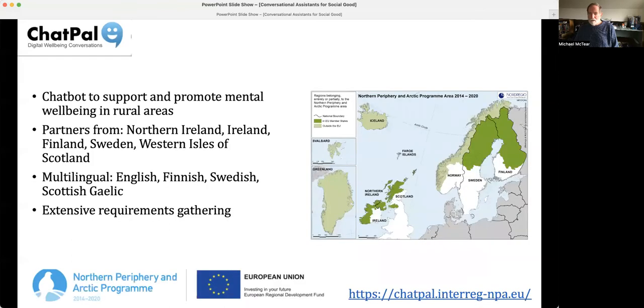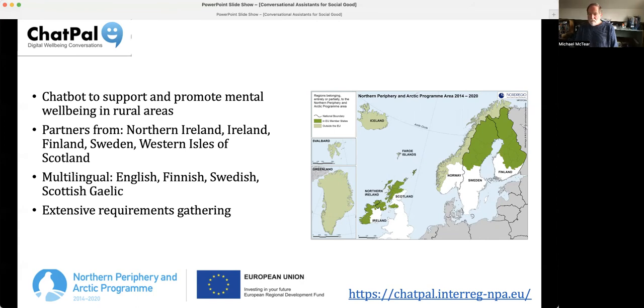So looking first now at the ChatPal project, this was a project within the Northern Periphery and Arctic program of the European Union. And the idea of ChatPal was to support and promote mental well-being in rural areas. The areas concerned are on the map marked in dark green. They involved partners from Northern Ireland, Ireland, Finland, Sweden, and the Western Isles of Scotland. ChatPal is multilingual, so it can perform in English, Finnish, Swedish, and Scottish Gaelic.